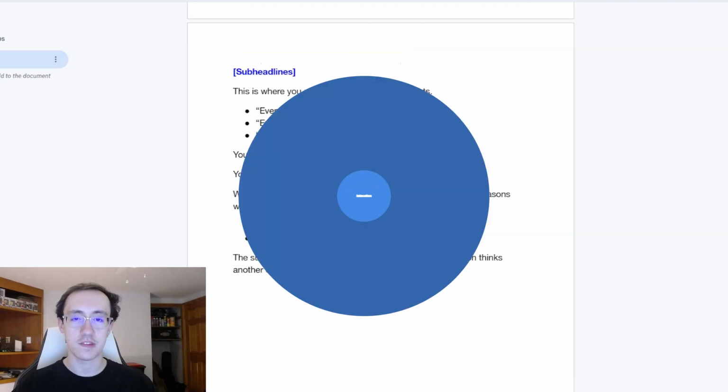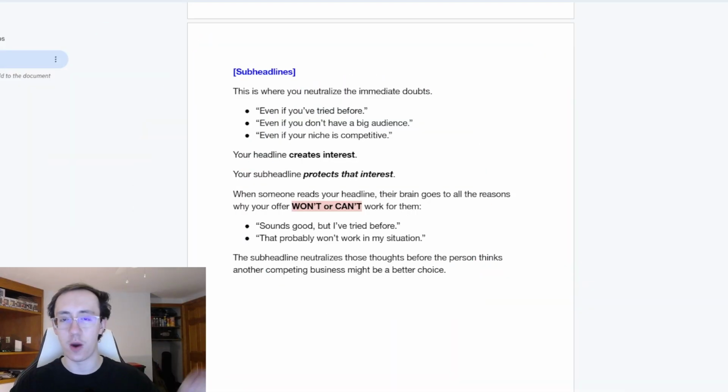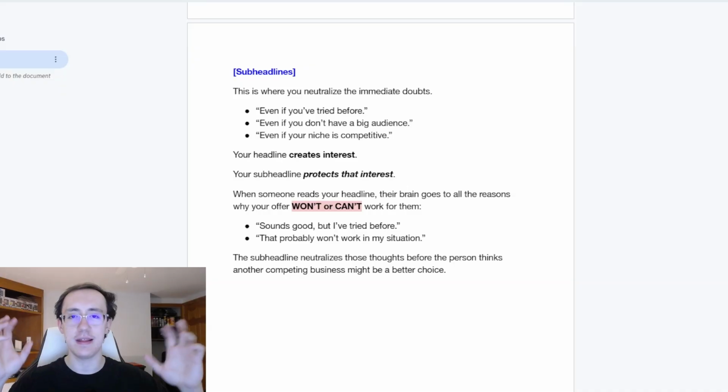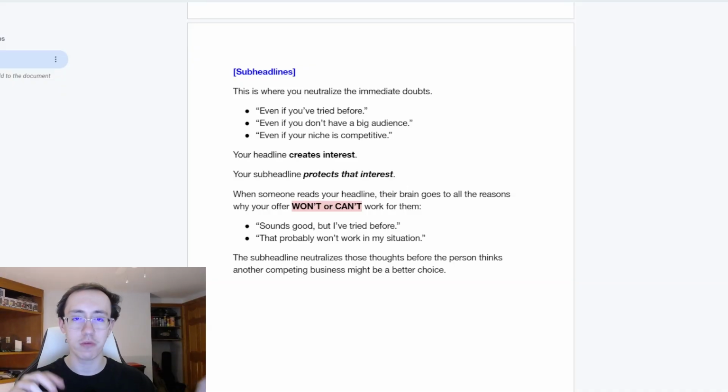Okay, now we can talk about subheadlines. The subheadline is where you neutralize the first doubt that your customer has after they read the headline. So even if you tried before, even if you don't have a big audience, even if your niche is competitive, right? Think of it like your headline creates interest in the product or service, and the subheadline protects the interest, right? When someone reads your headline, their brain is going to immediately think of all the reasons why your offer either won't or can't work for their specific situation.